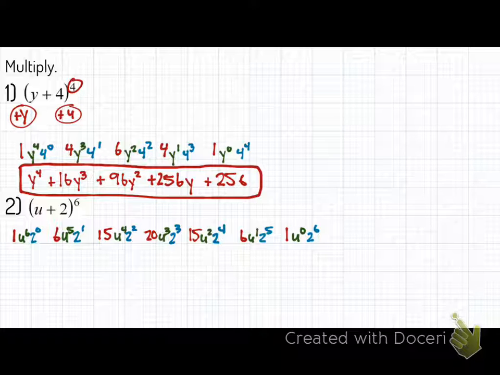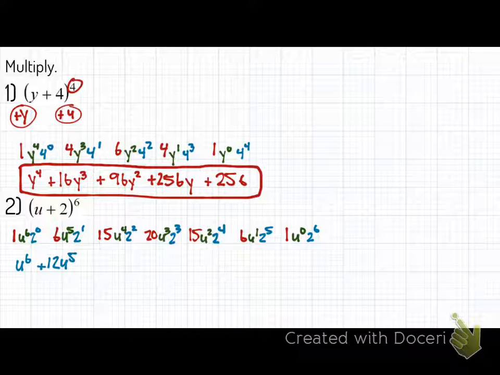Okay, so looking over here, 2 to the 0. Now we're going to start simplifying this. 2 to the 0 is 1. 1 times 1 is 1, times u to the 6th is u to the 6th. Then we got 2. 2 to the 1st is 2, times 6 is 12, times u to the 5th is positive 12 u to the 5th.